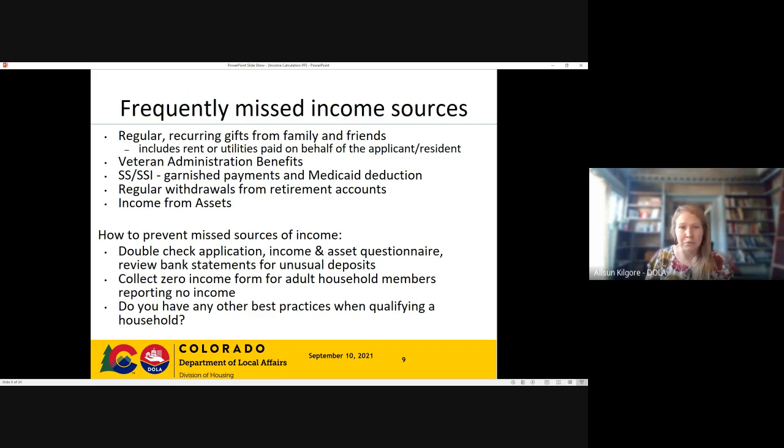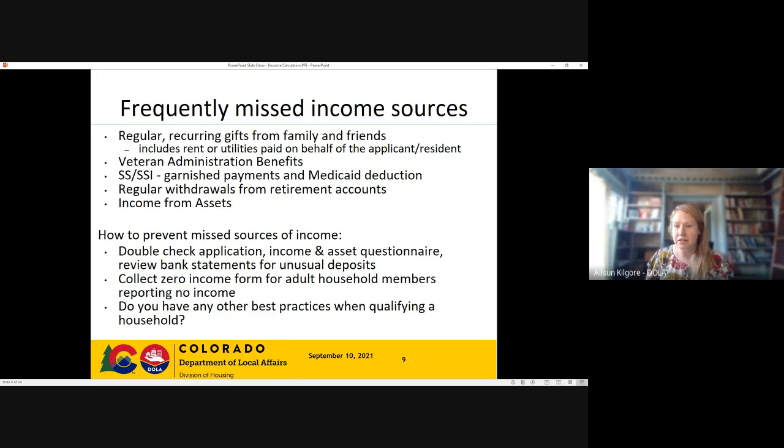VA benefits or military pay, Social Security or SSI. We generally see those things documented, but sometimes there may be an error in the calculation because we counted the net instead of the gross. If there are regular and recurring withdrawals, such as required minimum distributions from retirement accounts, those need to be included in the income calculation, or income from assets. This is generally going to be pretty low because interest rates are so low right now on bank accounts and the passbook rate is quite low, but that does need to be taken into consideration in your income calculation.